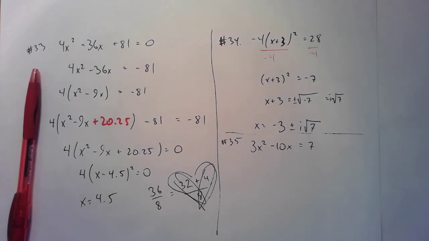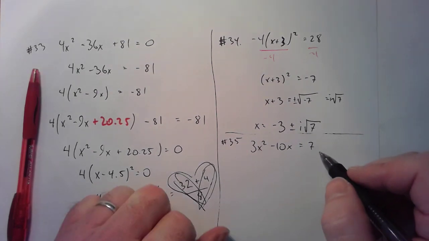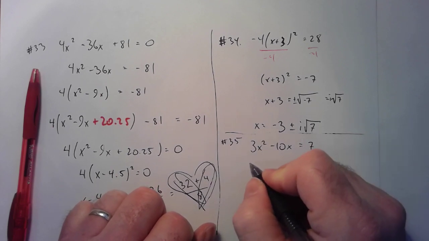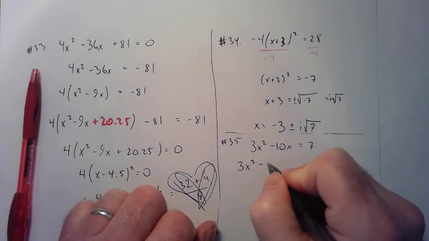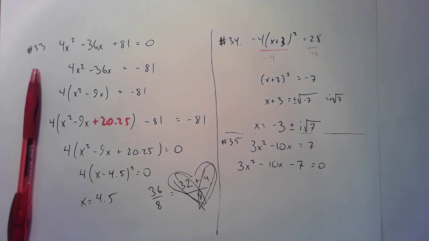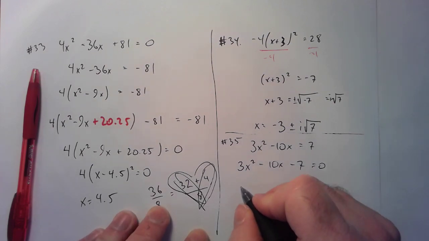Okay, so now that we've got that, I'm noticing prime numbers. I like prime numbers because it's really easy to find the factors of prime numbers. So I'm going to subtract 7 from both sides. If you do that, you've got 3x squared minus 10x minus 7 equals 0. If this is factorable, it will look like this.